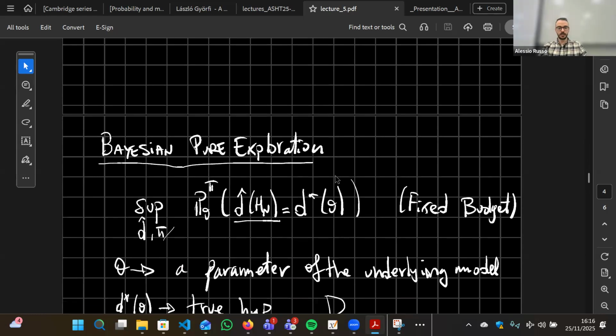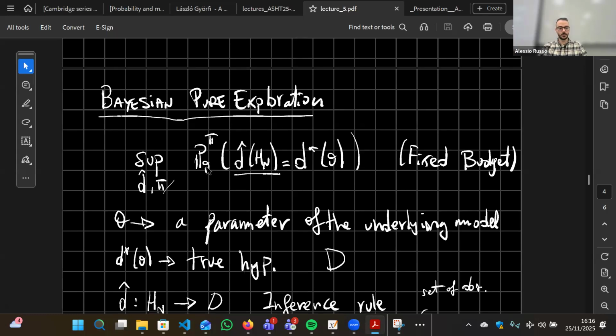Just as a reminder, this is the problem we are trying to solve. We are trying to find an inference rule and a sampling rule that maximizes the probability that at the final time step, we can correctly guess the true hypothesis. Here it's for a fixed model theta. So we parameterize the model by theta. And this is the objective in the frequentist case.